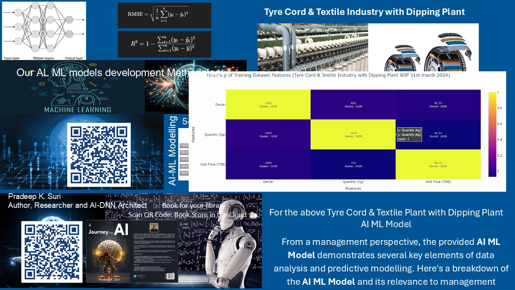4. Model evaluation. Metrics: the program calculates performance metrics like RMSE, root mean squared error, and R-squared for both training and testing data sets. Importance: evaluating model performance helps in understanding its effectiveness. For managers, these metrics indicate how well the model can predict future outcomes, guiding confidence in the model's predictions.